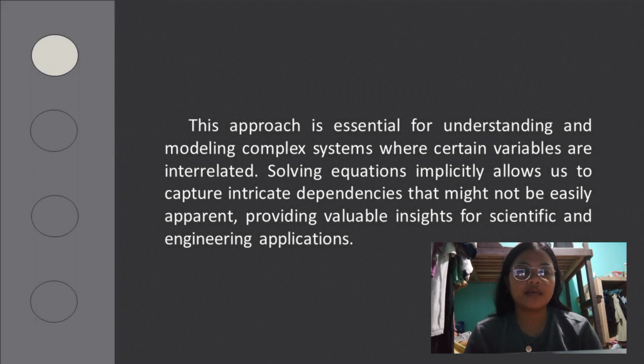So that problem, ma-apply siya sa real world because that approach is essential for understanding and modeling complex systems where certain variables are interrelated. Solving equations implicitly allows us to capture intricate dependencies that might not be easily apparent, providing valuable insights for scientific and engineering applications.